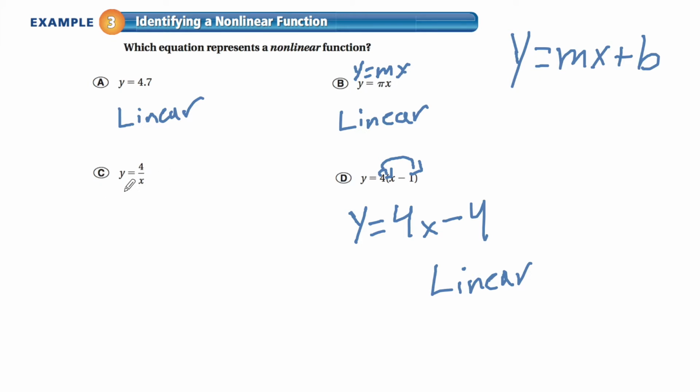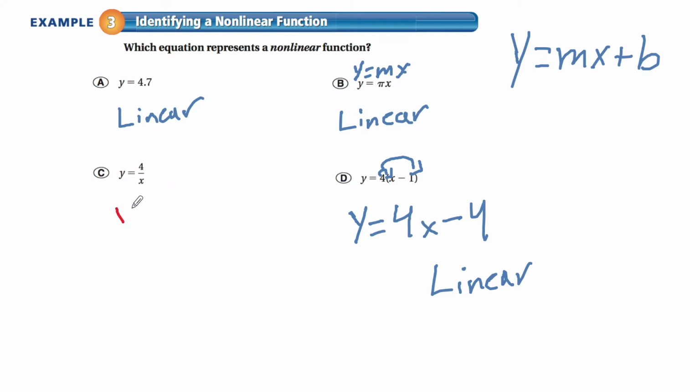So this one is linear as well. Now let's take a look at C. Can we write C in slope-intercept form? Well, we have y equals 4 over x. There is no way that we could write this in slope-intercept form. If we multiplied both sides by x, we would have xy equals 4. Then you would try to divide both sides by x, and you would be right where you left yourself.